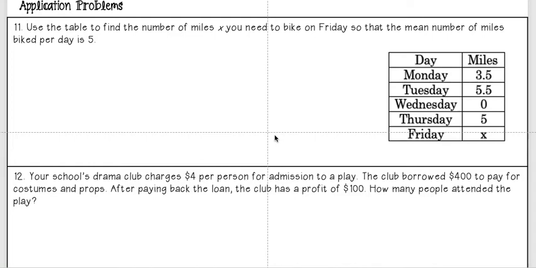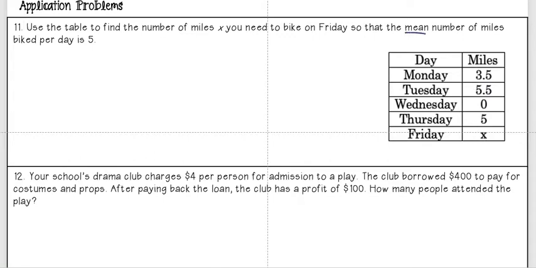In this last video, just like yesterday, we're going to do some application problems. So this first one says to use the table to find the number of miles X you need to bike on Friday so that the mean number of miles biked per day is 5. So I have all of these number of miles that I biked per day. Not necessarily me, but someone. And I want to find that value of X, so the mean is 5.